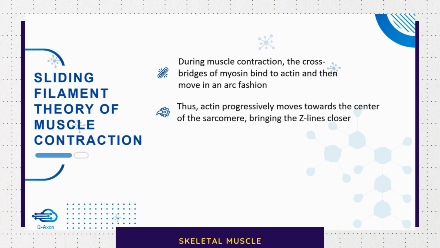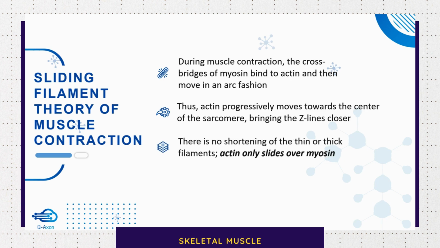And therefore, the actin is made to slide over the myosin and it starts moving closer to the center of the sarcomere, bringing the Z lines closer. So there is no shortening of the actin or myosin filaments. Actin only slides over myosin. What does shorten is the sarcomere because the Z lines are pulled closer to the center.